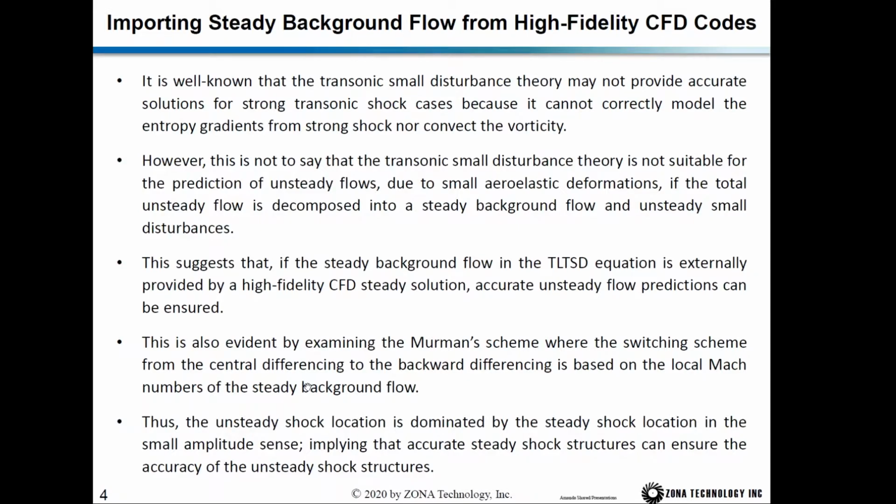So if the local Mach number is computed by the high fidelity CFD solver, the switching from central differencing to backward differencing in Z-Trin is based on the local Mach number. Thus the unsteady shock location is dominated by the steady shock location in the small amplitude sense, implying that the accurate steady shock structure can ensure the accuracy of the unsteady shock structure.